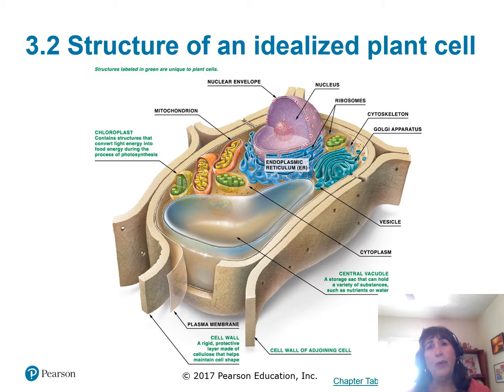So those are the three things that are different. First of all, plants have a cell wall, they have a chloroplast, and they have a central vacuole. And all of these are really important because that's what makes them different from animal cells.